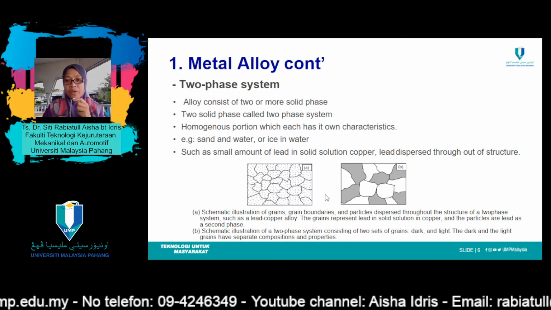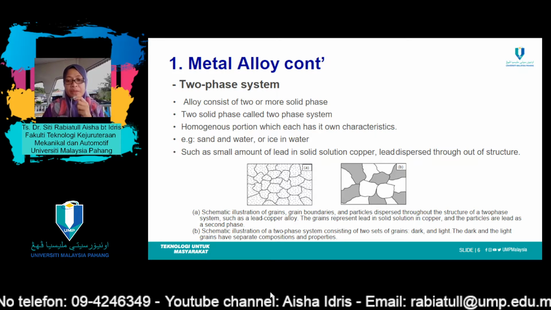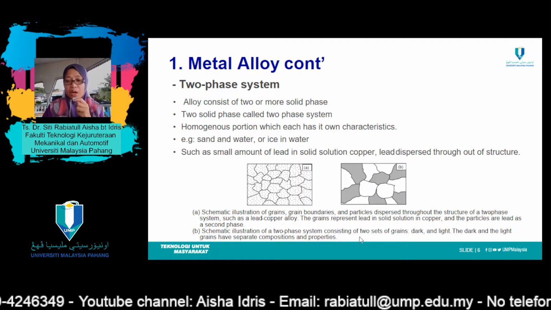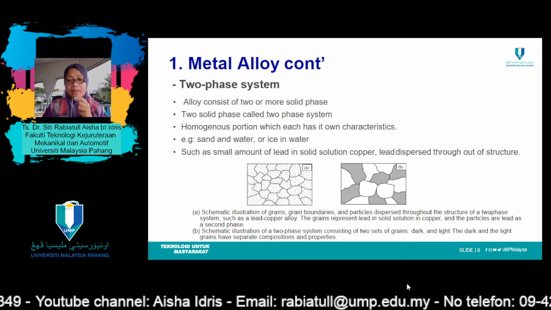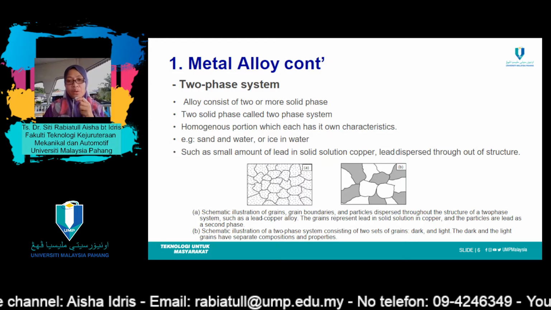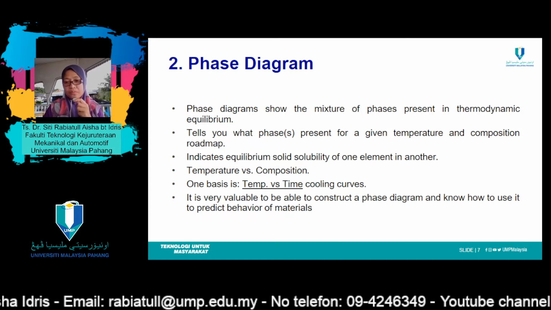Meanwhile, figure B shows a schematic illustration of a two-phase system consisting of two sets of grains, the dark one and the lighter one. The dark and light grains have separate composition and properties. We'll see more details about this in phase diagram afterwards.